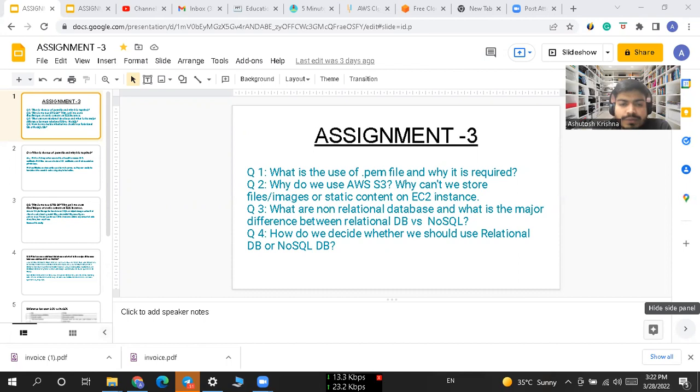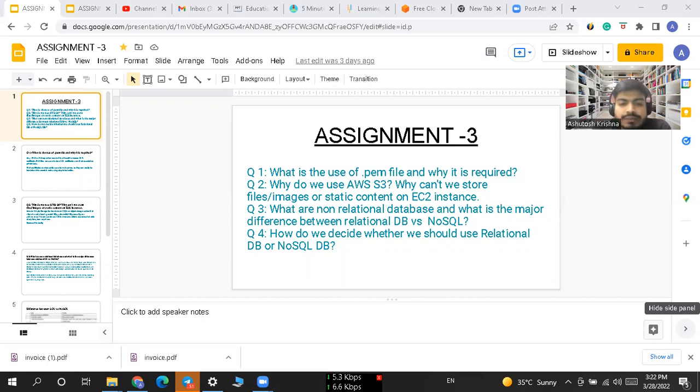And why can't we store files or images or static content on EC2 instances? EC2 instance is basically used for computing, and so if the amount of data increases or reaches the limit, we will need to upgrade our memory, so it will be very costly. So we don't use EC2 to store static content or files or images.